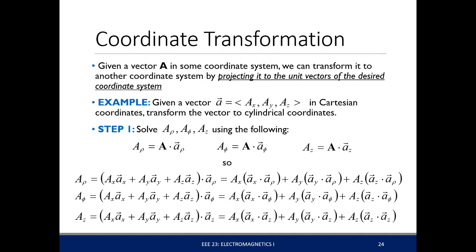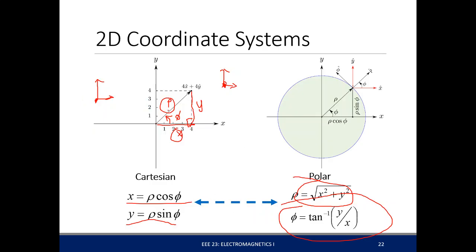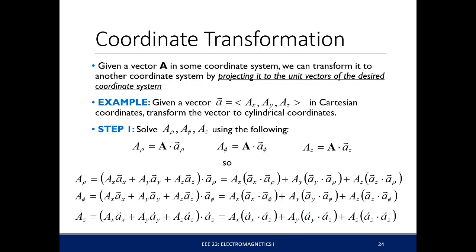Okay, so when we're talking about vectors instead of points, so when this is just a point in space, if we're talking about vectors, so given a vector A in a coordinate system, let's say Cartesian, we can transform it to another coordinate system, let's say cylindrical, by projecting it to the desired coordinate system. So given a vector A with AX, AY, and AZ components, so it's in Cartesian coordinates, we want to convert it to cylindrical coordinates. So the first step is to solve the component of your cylindrical coordinate version. The components would be your A rho, A phi, and AZ.